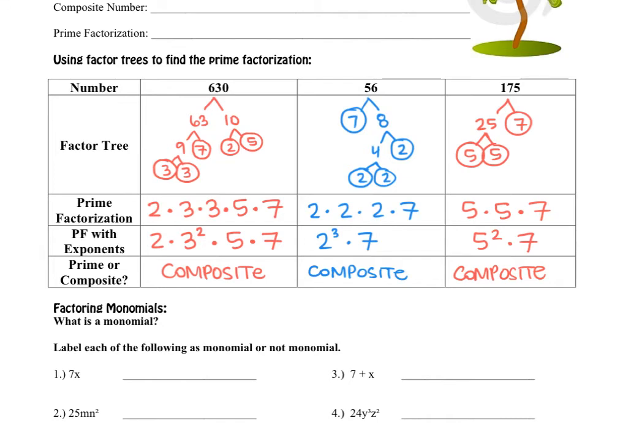My guess is that some of you have seen this before. You have found the prime factorizations of numbers. What we're going to do next is start talking about something called monomials, which my guess is new for many of you, where we are going to try to factor things that have numbers and variables.